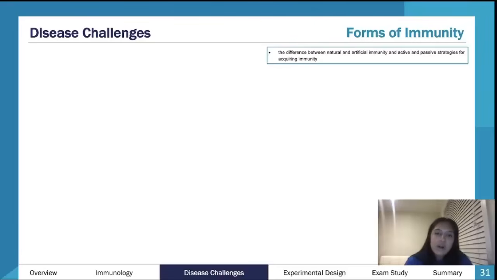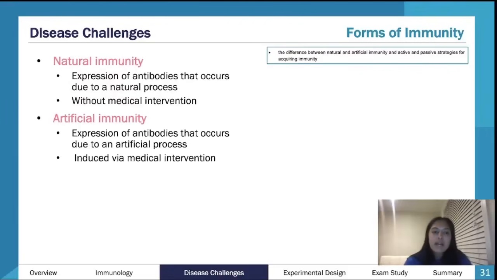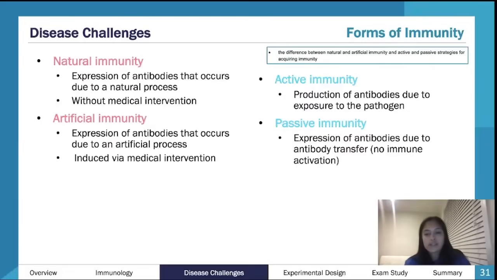Okay, this is probably the easiest part of immunity, I would say. So you've got your natural and artificial immunity that you have to distinguish between, and your active and your passive immunity that you have to distinguish as well. So your natural immunity, this is when you have ultimately antibodies that you've made yourself, basically. So with your natural immunity, you have basically been infected by something and then you are expressing antibodies. In your artificial immunity, this is when the antibodies are basically not your own, ultimately.